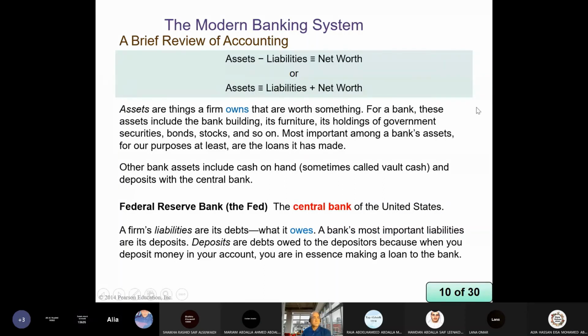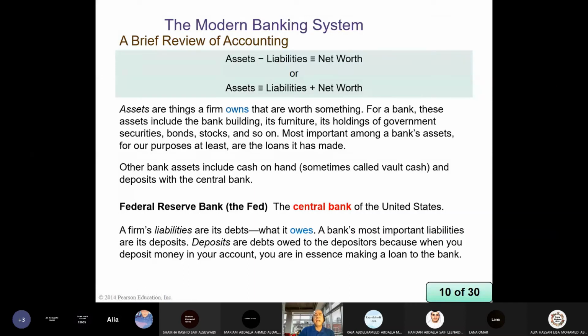Lana. Assets are things a firm owns that are worth something. For a bank, these assets include the bank building, its furniture, its holdings of government securities, bonds, stocks, and so on. Most important among a bank's assets, for our purposes at least, are the loans it has made. Other bank assets include cash on hand, sometimes called vault cash, and deposits with the central bank. Okay, so see here, what are the assets of First Abu Dhabi Bank?